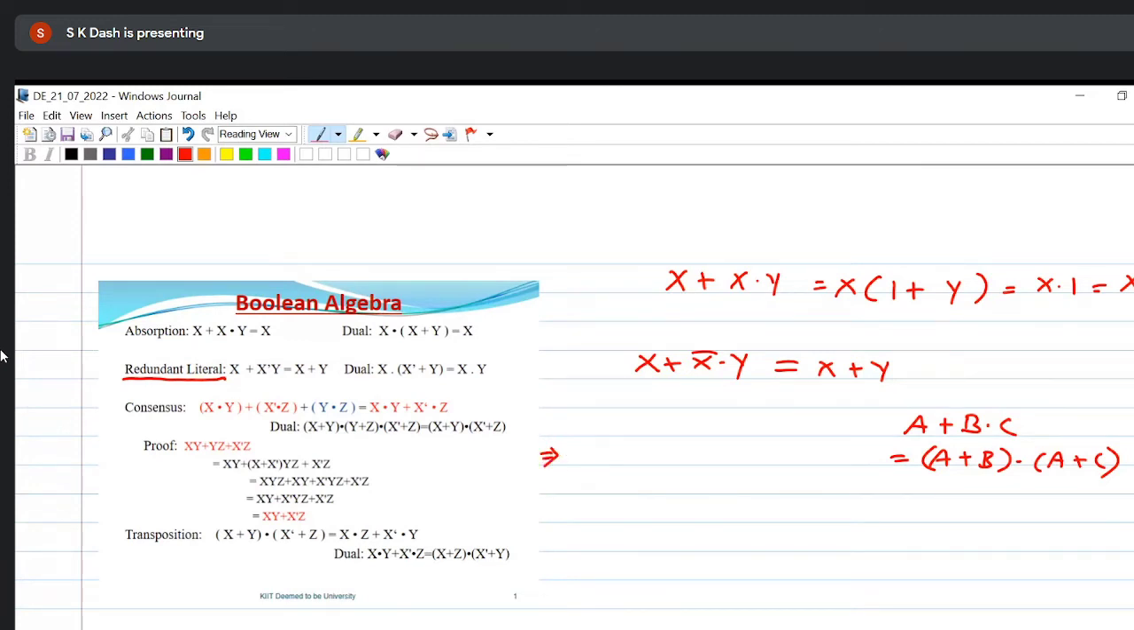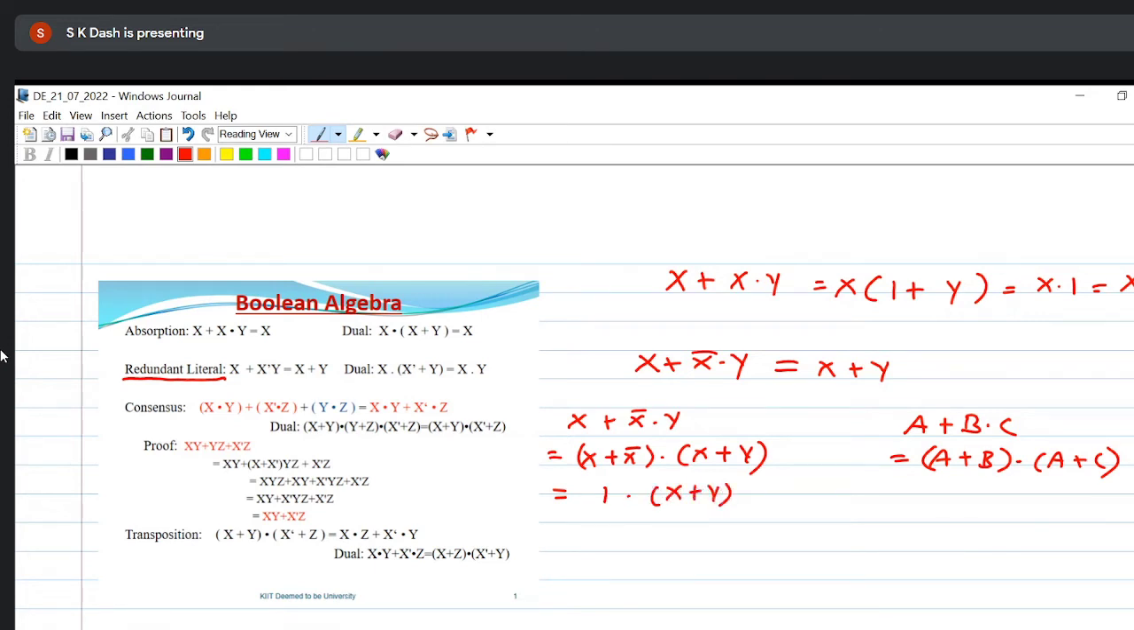What can we write? What is a here? X. x bar dot y, b is x bar, c is y. So just compare it. It will be (x plus x bar) dot (x plus y). What is x plus x bar? X plus x bar is always equal to 1. So 1 dot (x plus y).